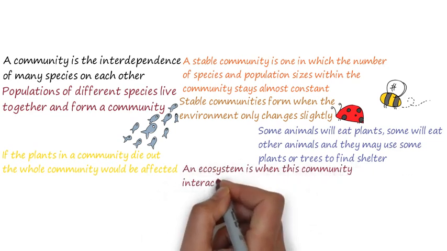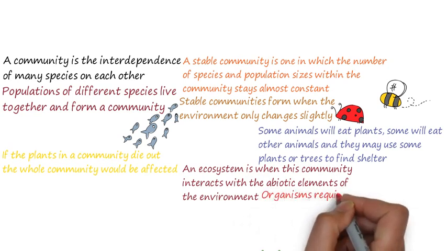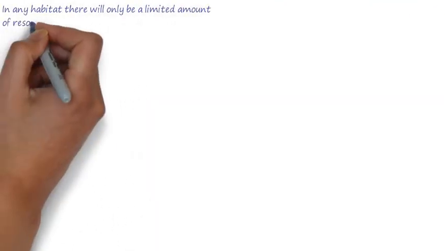When this community then interacts with the abiotic elements of the environment, it is known as an ecosystem. Abiotic means non-living. Organisms require materials from the environment, such as carbon, in order to survive, as well as materials from the biotic, living parts. In other words, the other individuals in a community.